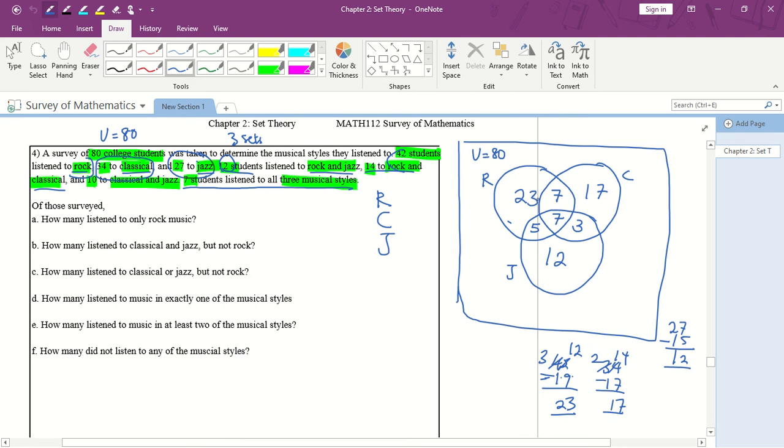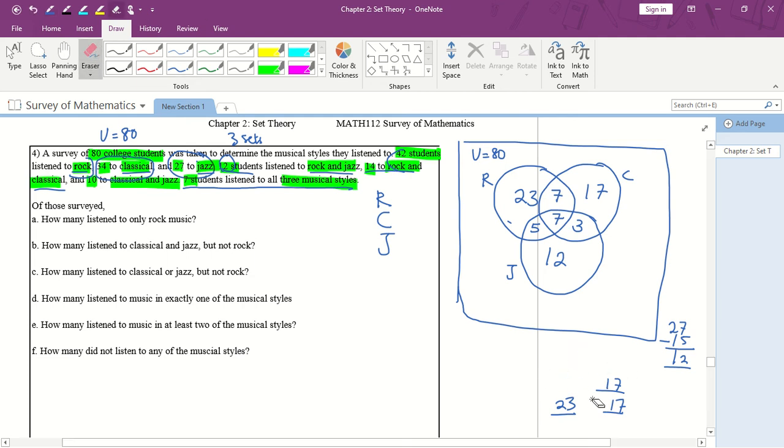Okay, now we got all the information here, 23, 17, those are the statistics we need. However, it says in total there are 80 students. So how do we know whether there are people that don't listen to these three music styles? We need to use 80 minus 23, minus 7, minus 7, minus 5, minus 3, minus 17, minus 12, and we can get the answer.